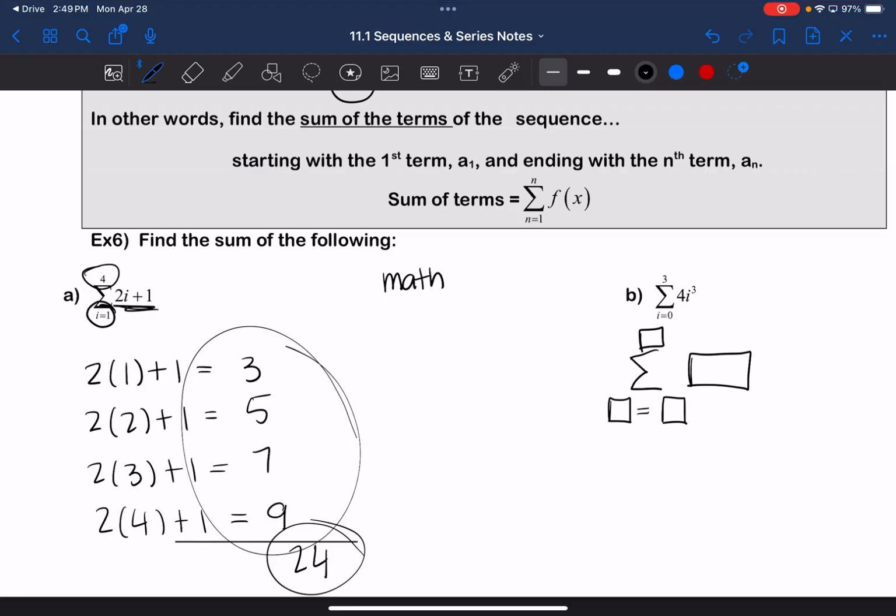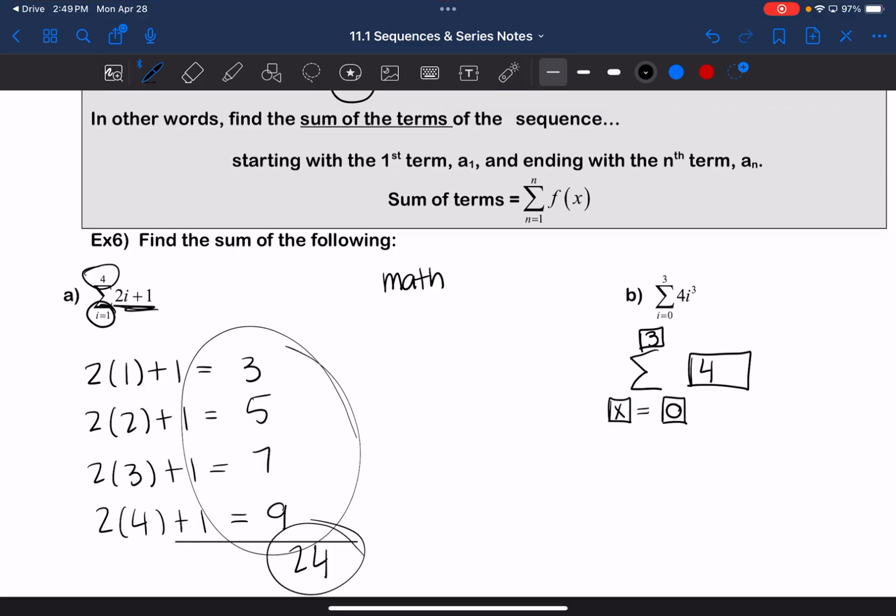Once you press summation, remember, it's going to be some variable equals where you're supposed to start. You do not have to use i. I would use x because that's the easiest variable to put in our calculator. So we'd put in x equals, where did they tell us to start on part B? 0. So down there I'd have x equals 0. And where did they tell us to stop? So up here above sigma, I'd put 3.